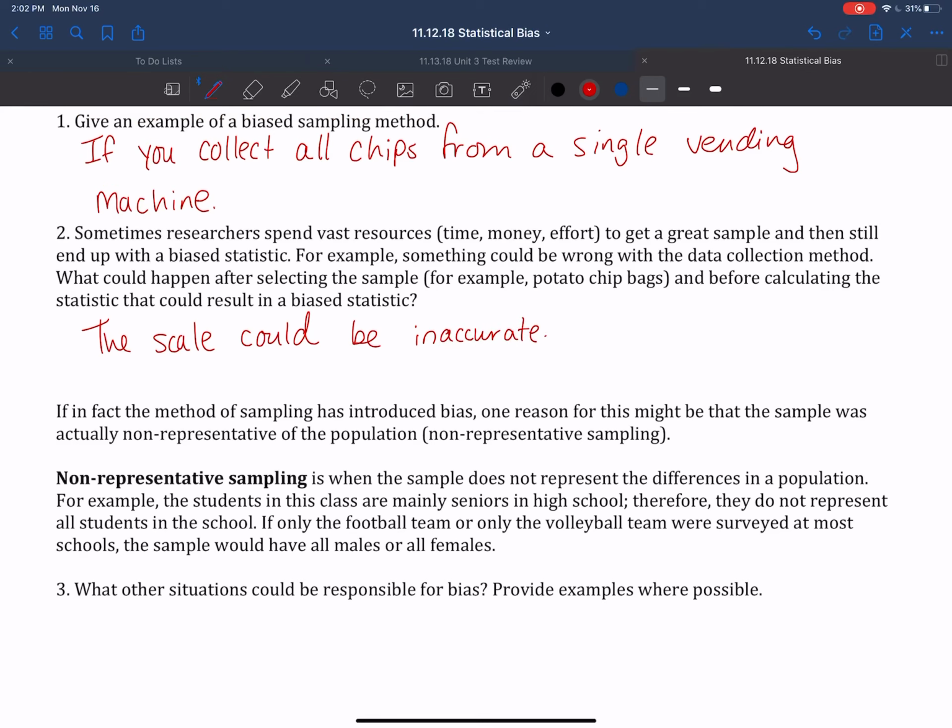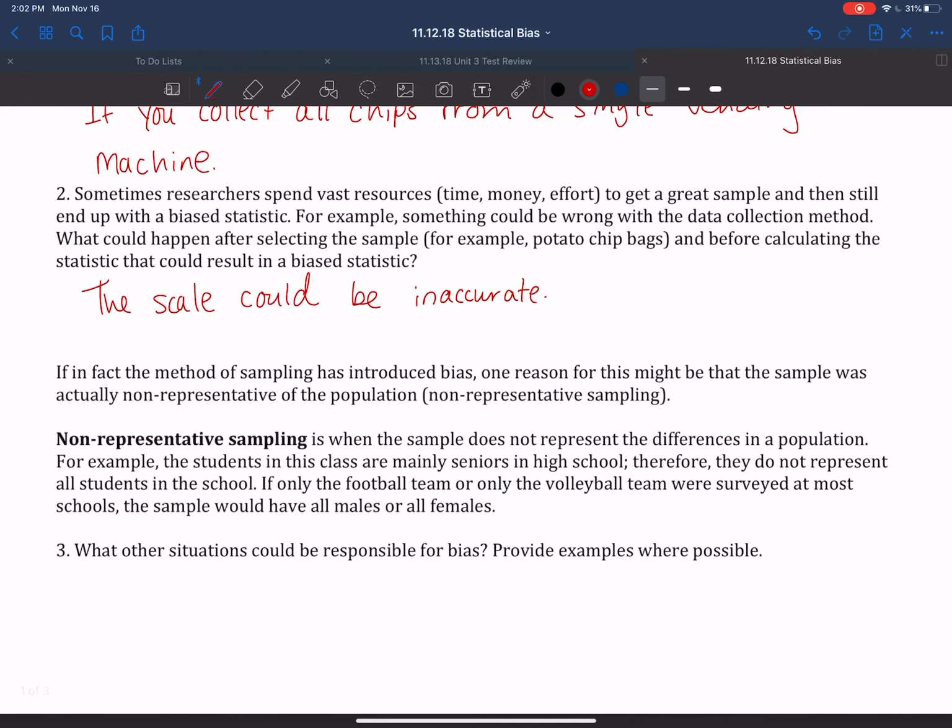It says, if in fact the method of sampling has introduced bias, one reason for this might be that the sample was actually non-representative of the population, or non-representative sampling. So non-representative sampling, I'm going to highlight that, is when the sample does not represent the differences in a population. For example, the students in this class are mainly seniors in high school. Therefore, they do not represent all students in the school. If only the football team or only the volleyball team were surveyed at most schools, the sample would have all males or all females. What other situations could be responsible for bias, and provide examples where possible?